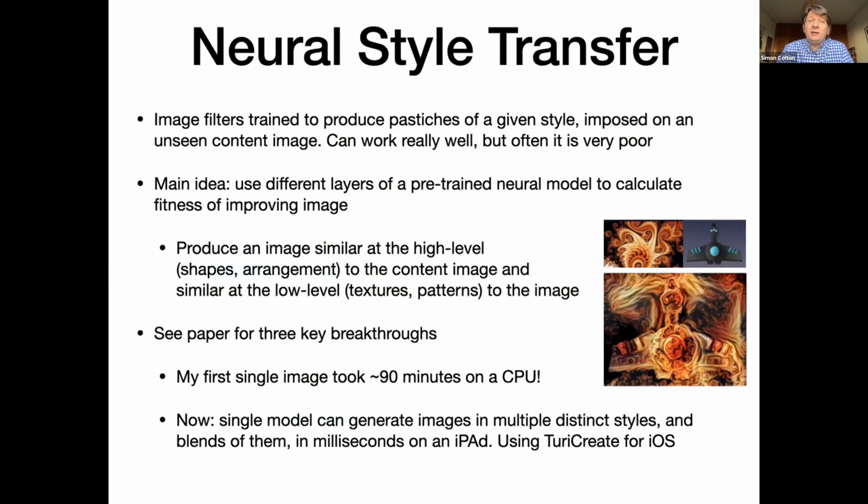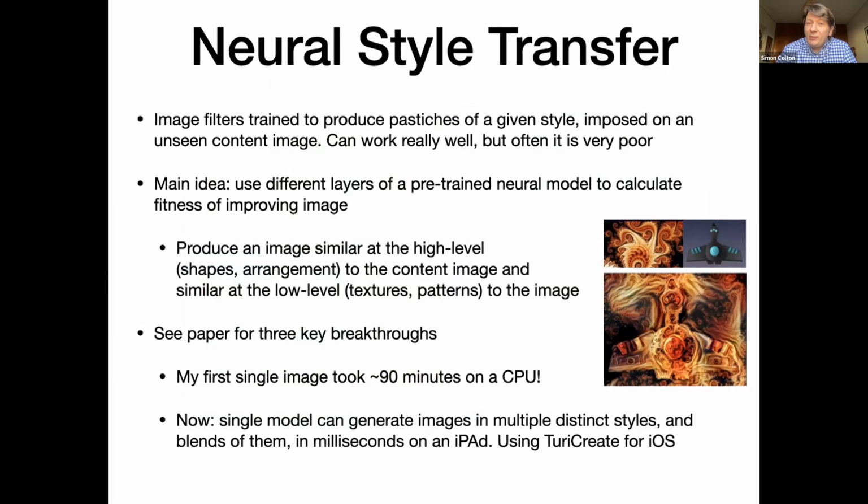So image filters, neural style transfer is basically image filters trained to produce pastiches of a given style, which can then be imposed on an unseen content image. They can work incredibly well, but often it's very poor, and you only ever see cherry-picked results in papers and on social media and so forth. The main idea is to use different layers of a pre-trained neural model to calculate the fitness of an image which you keep on improving.